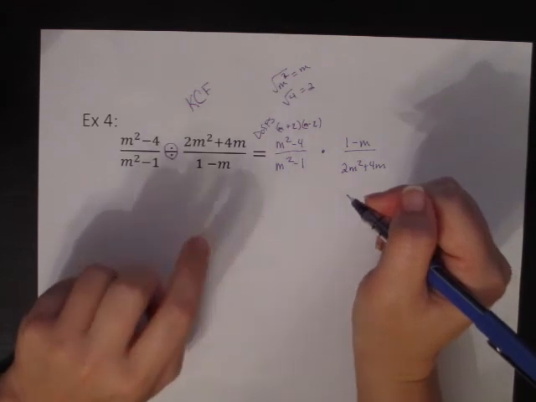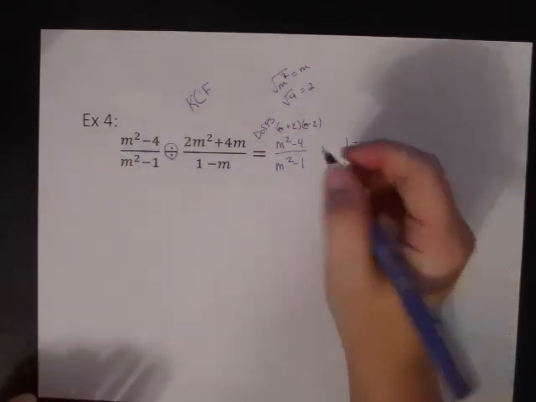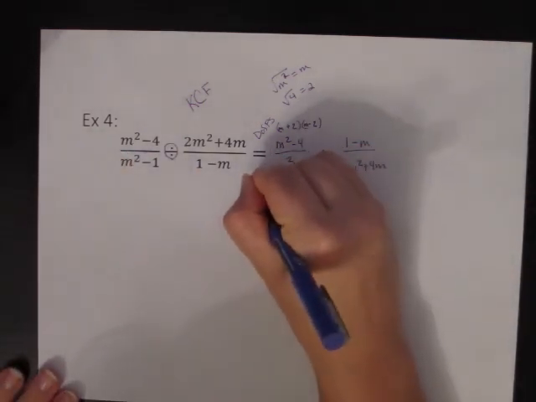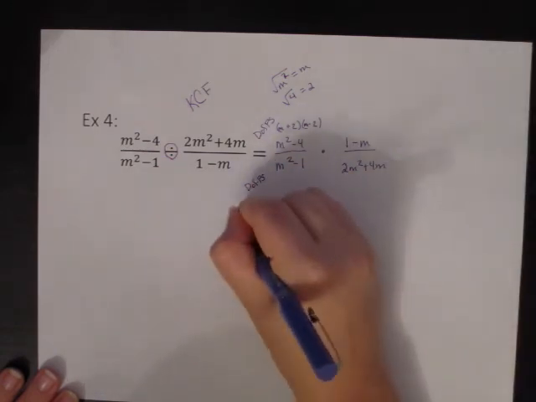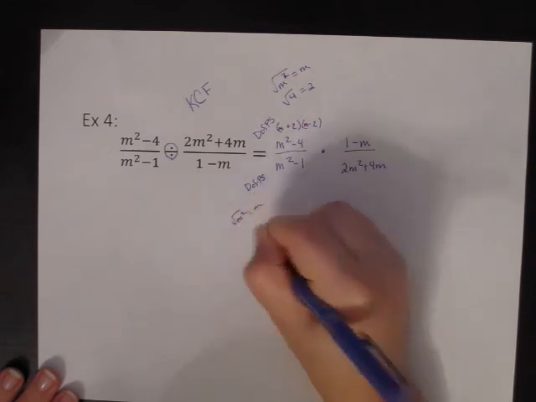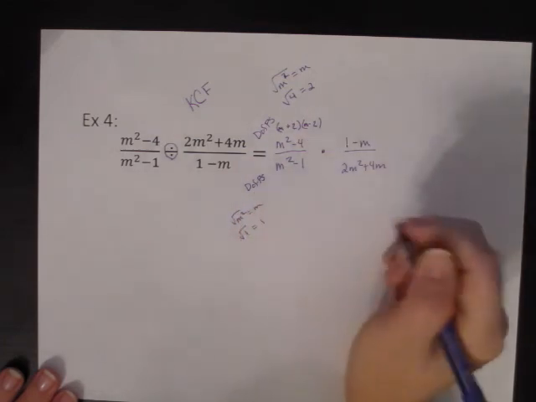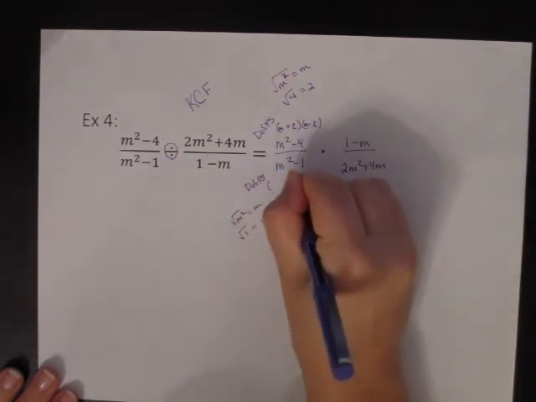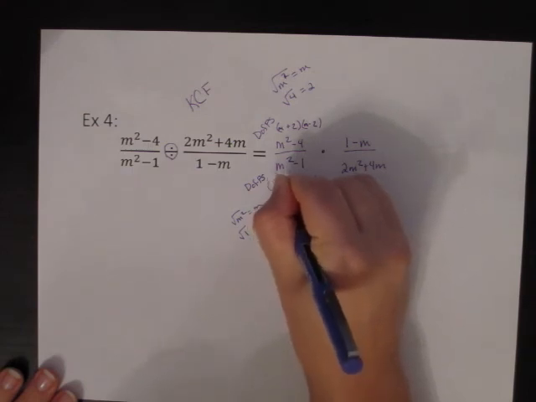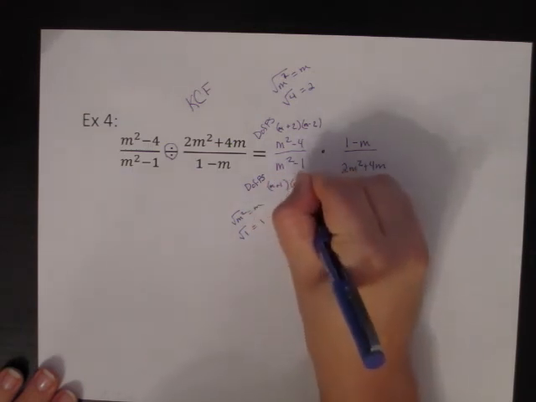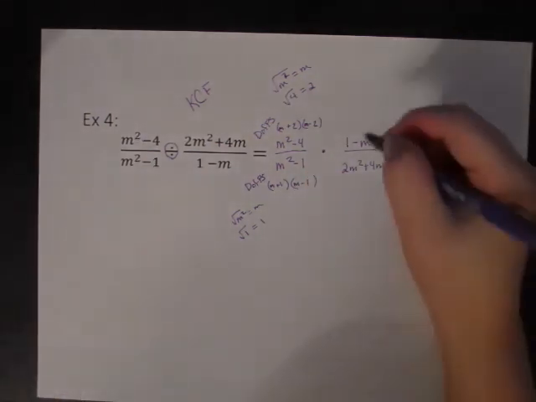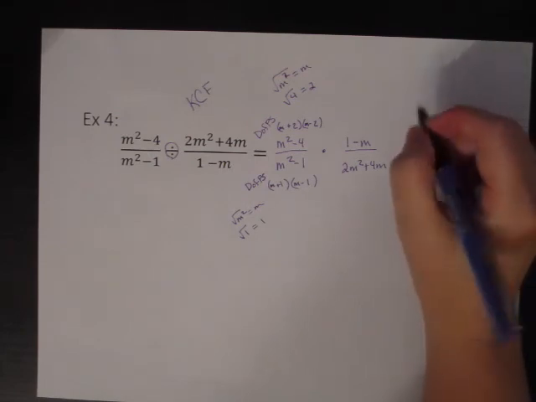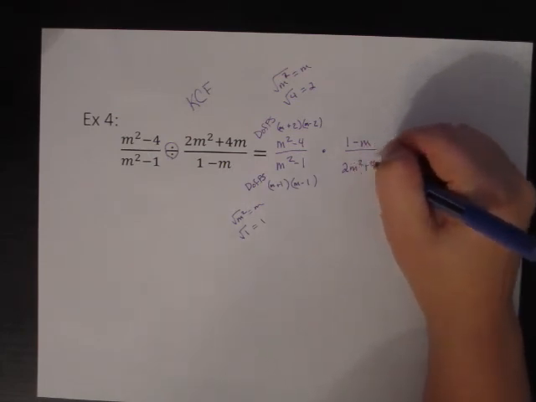Come down here, so I got m squared minus 1, two terms. It could either be a GCF or it could be a difference of perfect squares. Again, this is a difference of perfect squares. So I take the square root of m squared, which is m. I take the square root of 1, which is 1. Set up my parentheses. I get plus minus, so it's m plus 1 and m minus 1.